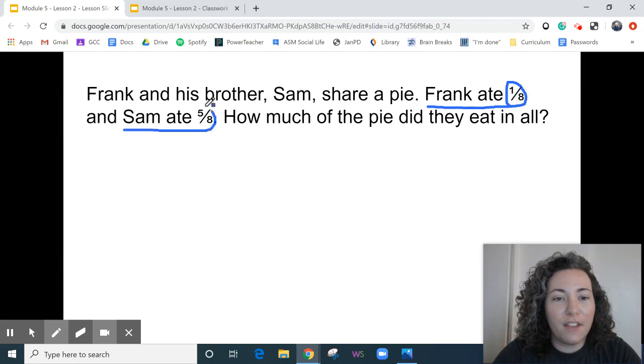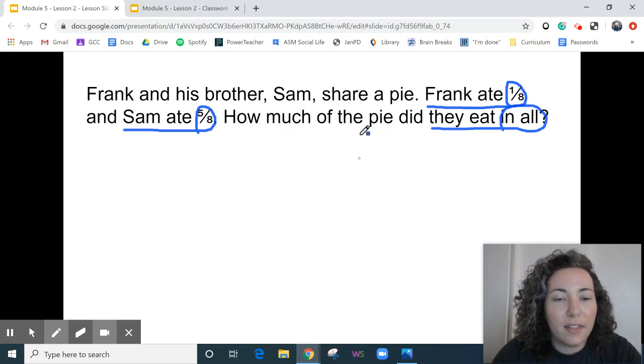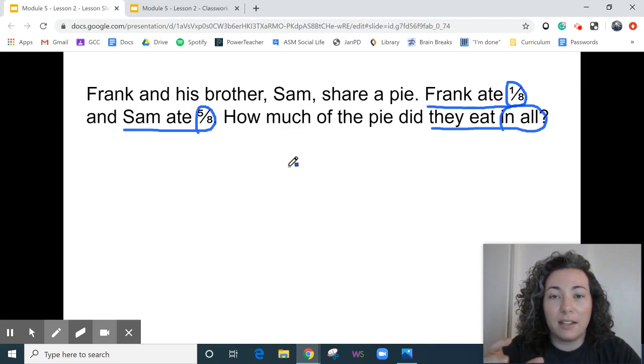And then the question, which is what I'm looking for, what I'm solving for, is how much did they eat in all? So I know that I'm going to take the amount Frank ate and add it to the amount that Sam ate. So I'm thinking of the draw part of my process here. How am I going to draw this math problem? I need to represent it somehow.